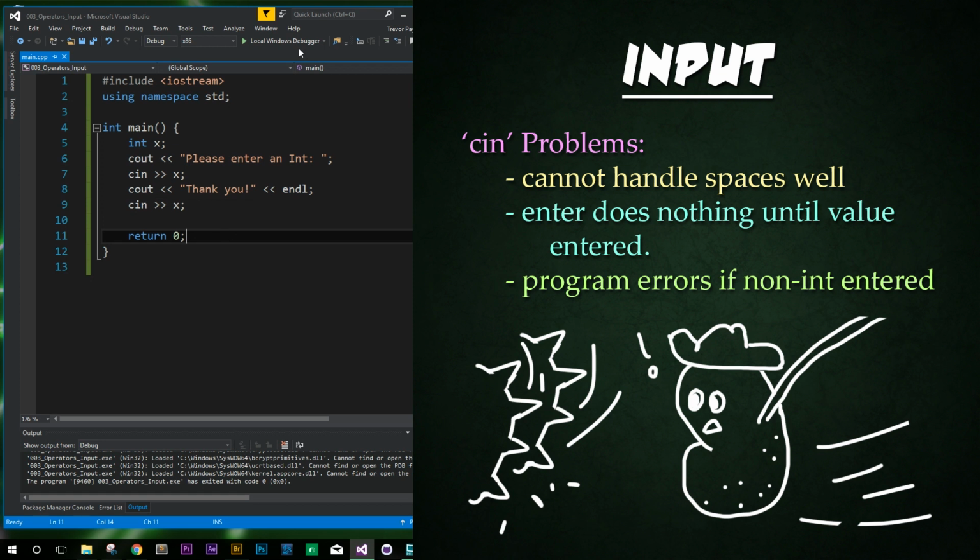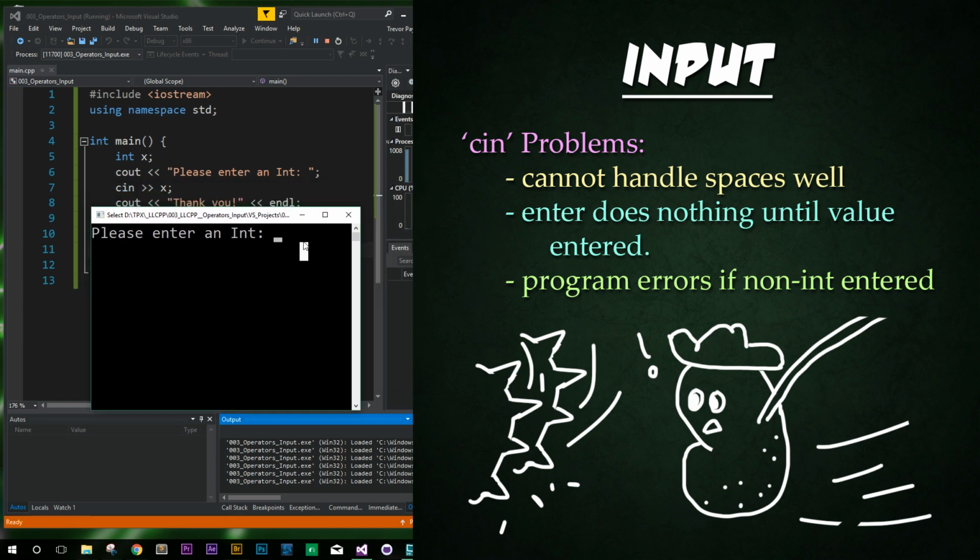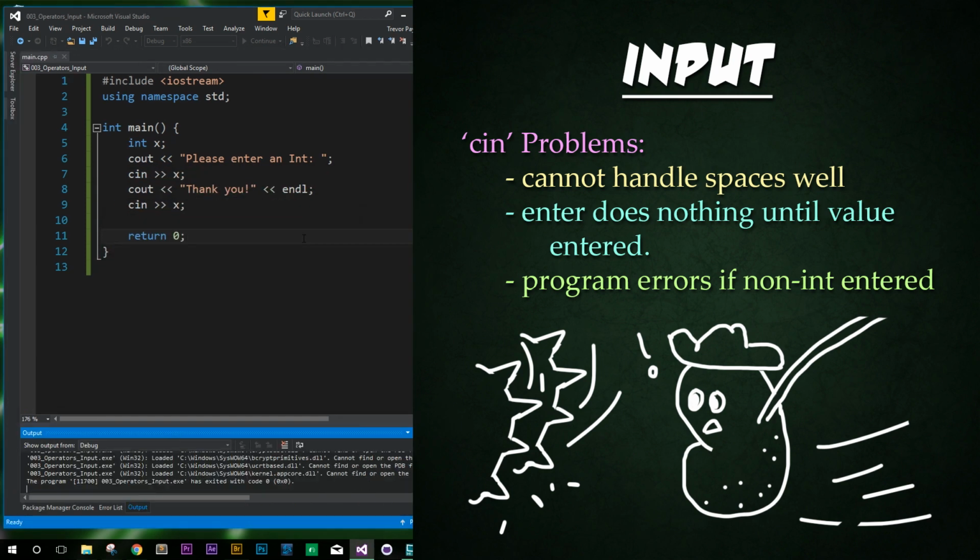Next, the program freaks out when we enter something other than an integer. This could be a float or a character. So let's type a and press enter, and you'll notice that the program immediately closes out because it didn't get the correct input type that it was expecting. The second cin was not evaluated correctly.